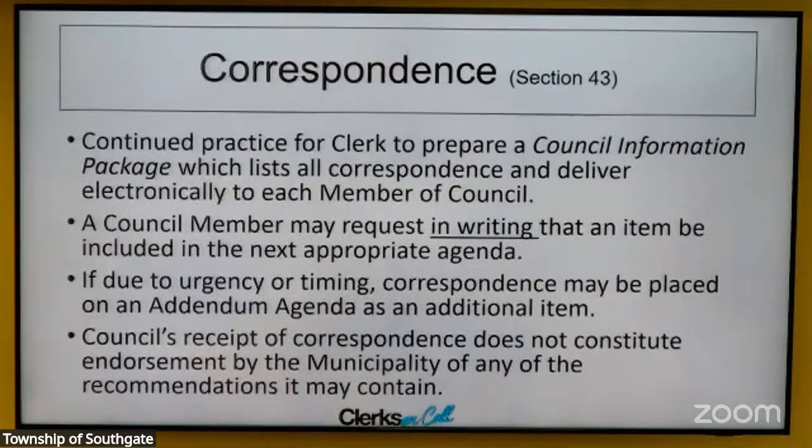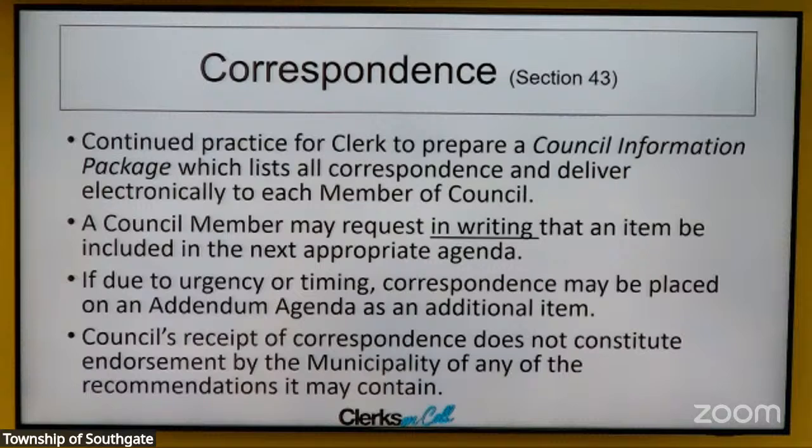So the next part of public participation is related to correspondence. This recognizes the process that we talked about a little bit earlier in the presentation. The clerk will be required to prepare a council information package weekly, and it would meet with your council correspondence policy that you have in place right now. And if a member of council wishes council to formally consider a piece of correspondence, they can request the clerk to include that item in the next agenda package.